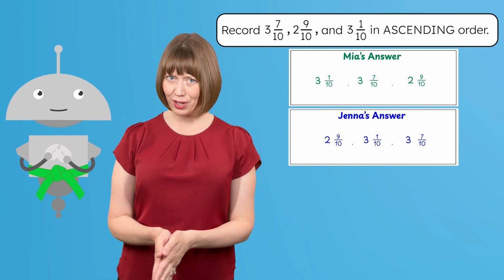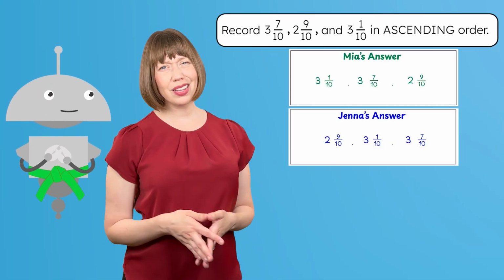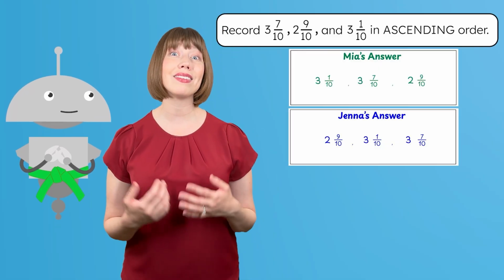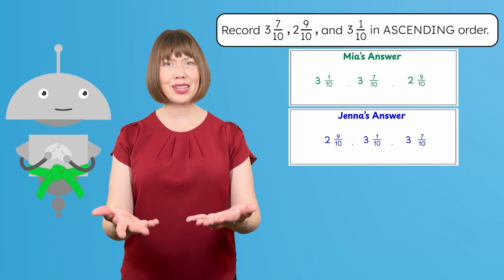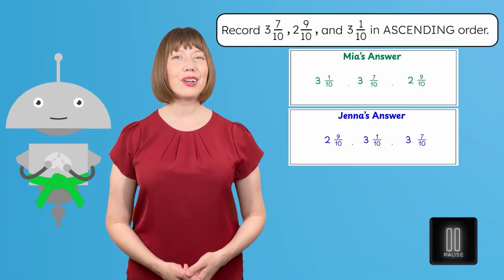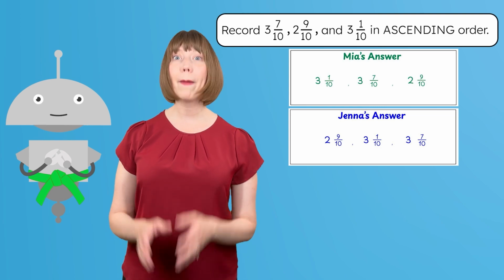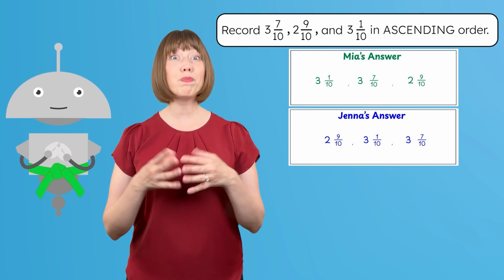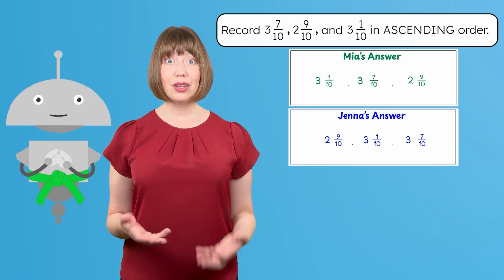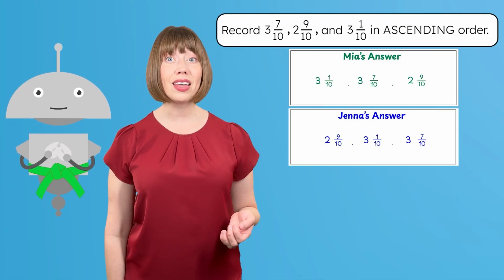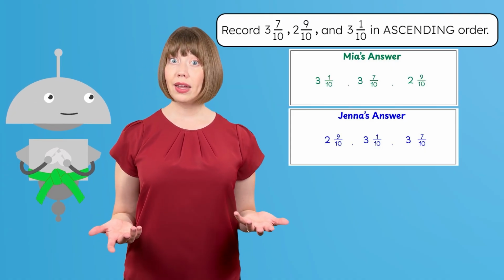Now comes the difference. Mia, you said 3 1/10 was smallest, but I said 2 9/10 was smallest. Math Masters, who's right? Pause here to record your thinking in your guided notes. 9/10 is greater than 1/10, but the whole numbers are the biggest part of each mixed number. 2 9/10 is less than 3 1/10 because 2 is less than 3.